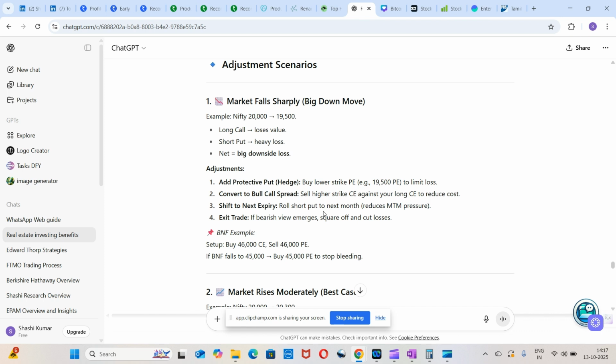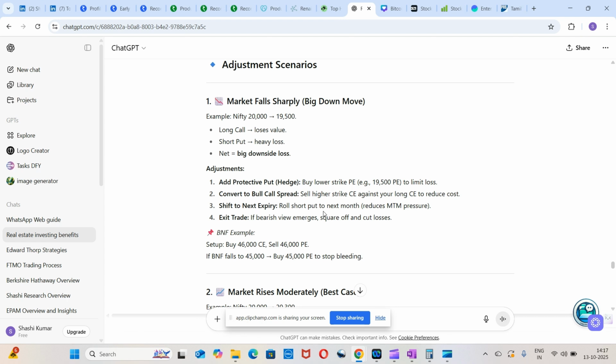The adjustments we could do: we can add a protective put hedge. We can buy a lower strike PE, for example 19500 PE, to limit loss. So one is buying a lower strike PE which acts as a protective put. The second one is converting into a bull call spread. You sell a higher strike CE against your long CE to reduce cost.